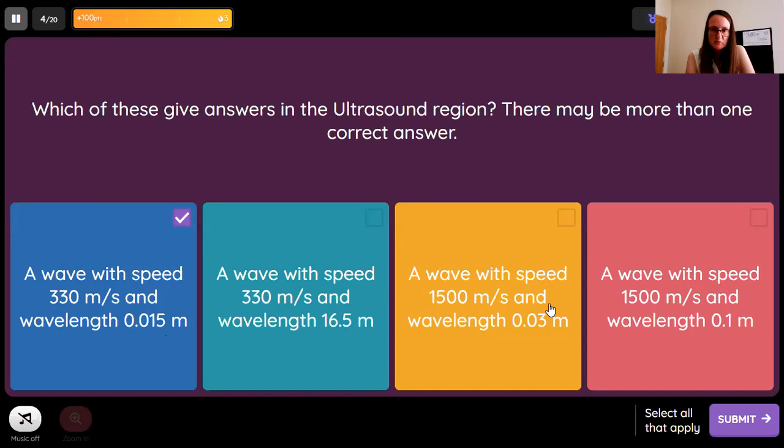And the other option is a wave speed of 1500 meters per second and 0.03 meters wavelength. Now, I'm going to try and do something quickly here to show you how you do that calculation. So bear with me. Let's see if we can do this.